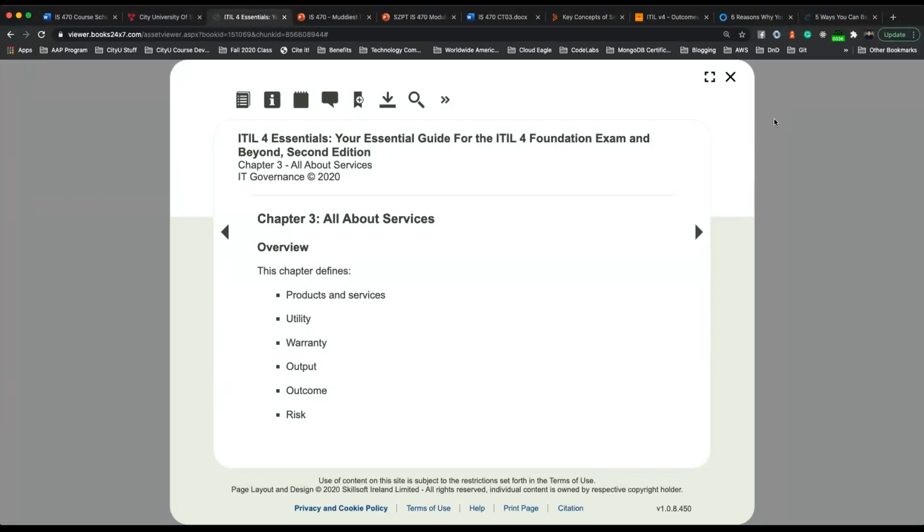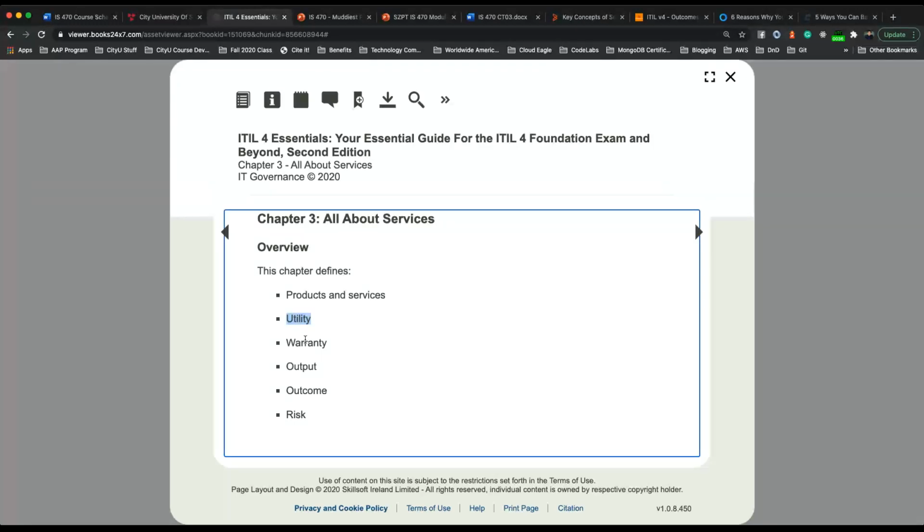And in chapter 3, we're going to talk about products and services, utility, warranty, output, outcome, and risk. So we're basically talking about those services, right? In any service, how does it affect the consumer? What is the value for the consumer? If we're planning to offer a new service, we definitely would want the customer to gain something from it, or else the customer wouldn't want it anyway, right?